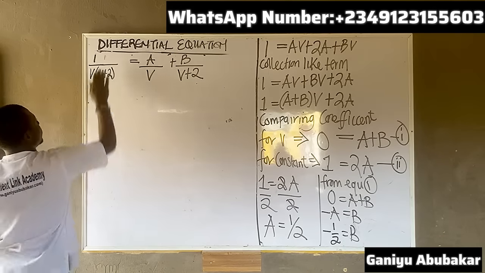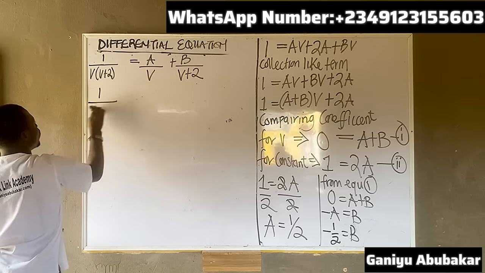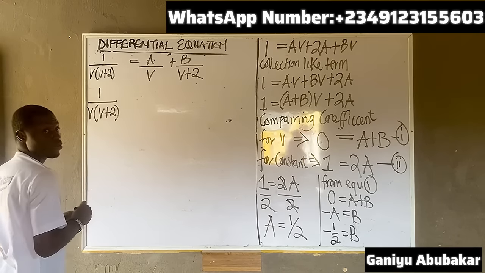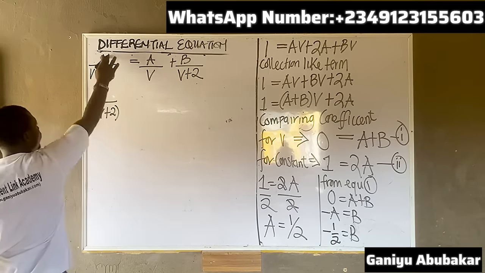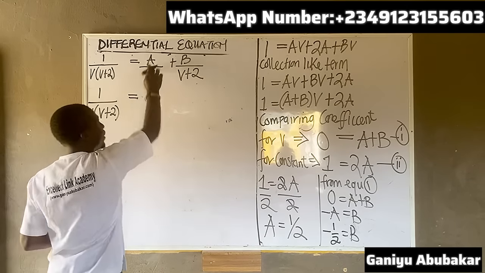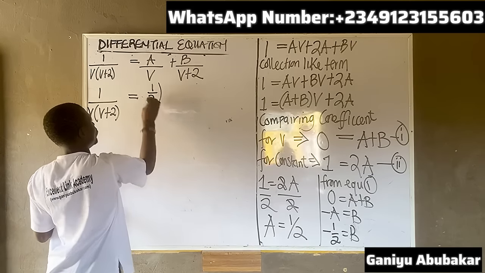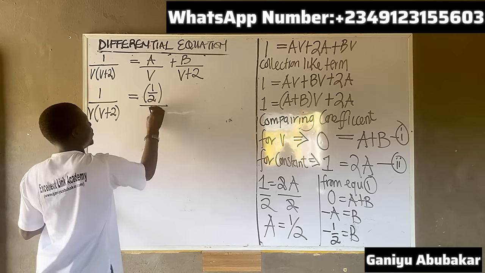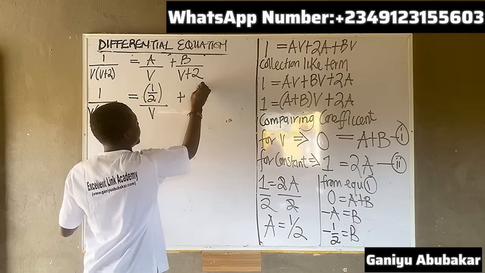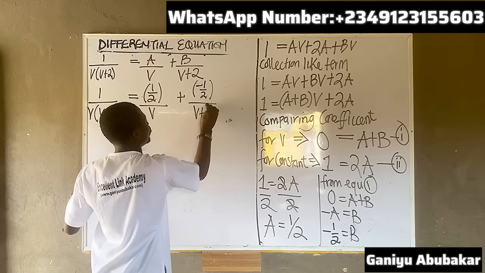That gives you 1 over v into v plus 2. So from here, this one is equal to A. We said A is 1 over 2. That gives you 1 over 2 all over v, plus B, which is minus half. That's minus 1 over 2 all over v plus 2.